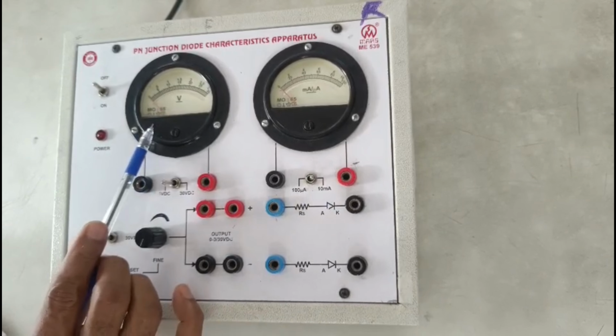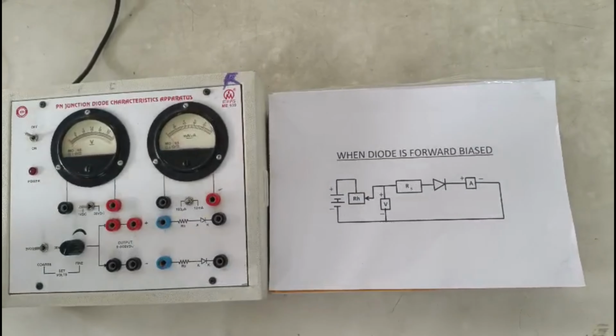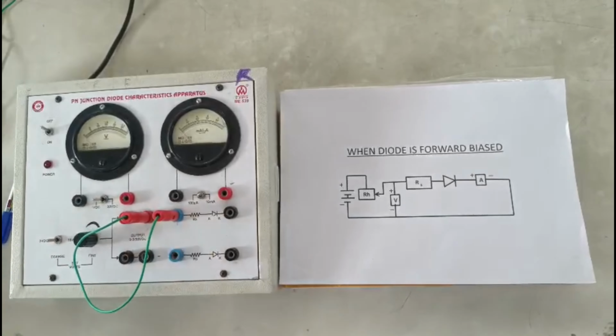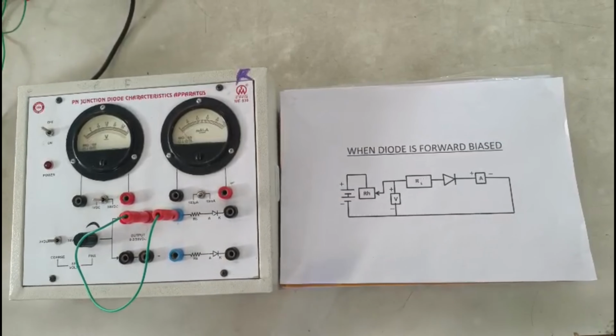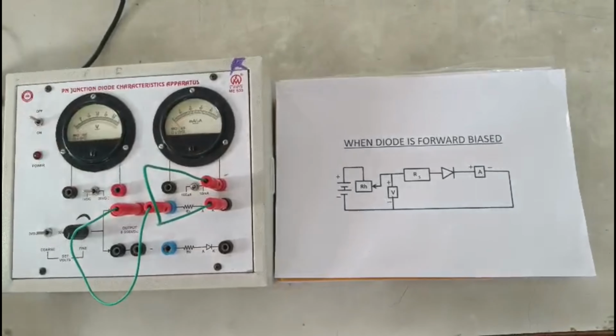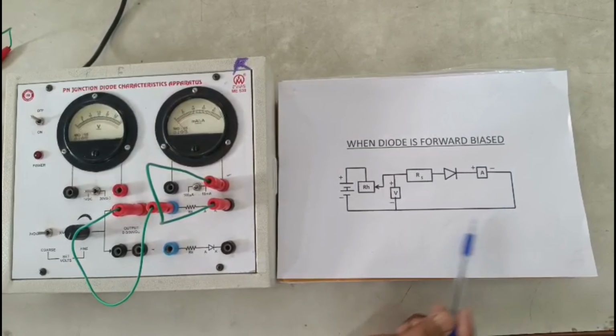This is ammeter. This is voltmeter. Make connections according with this diagram. Positive of the battery is to be connected to P side of diode. N side of diode is connected to positive of ammeter. Negative of ammeter goes to negative of battery.